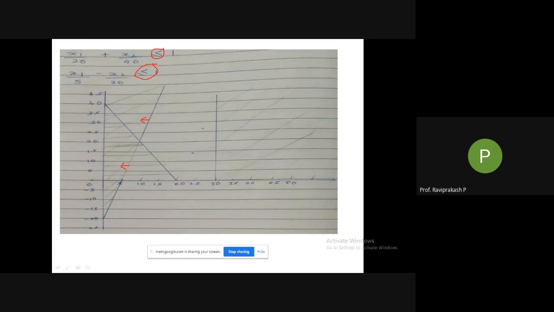If it were greater than, it would be throughout this side. But they are given on this side, so I have marked that particular area. Similarly for this line, again it is less than, so I marked both. Less than means towards the center, or towards the origin, so again this side.